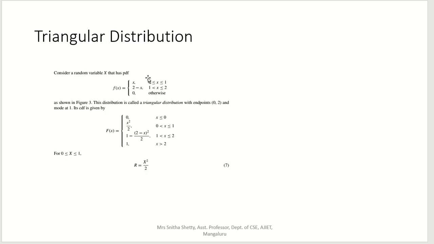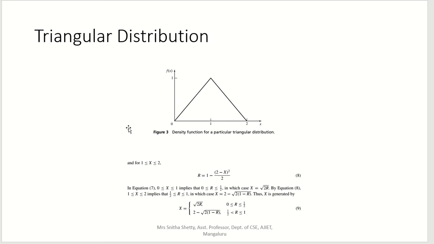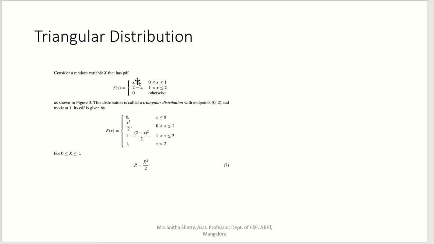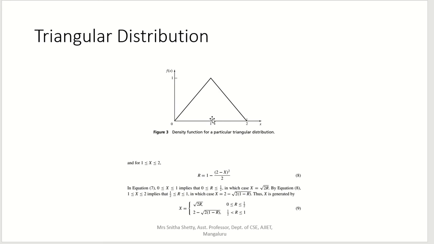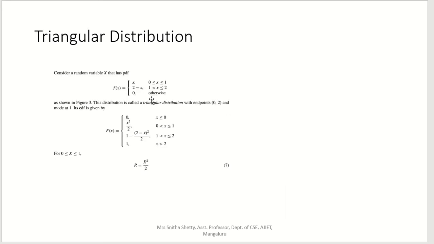When x is between 0 to 1, that means in this range, 0 to 1, what is the PDF? The PDF is x. When x is between 1 to 2, the PDF is 2 minus x. If x lies between 1 to 2, that means this range from 1 to 2, the PDF is 2 minus x. Otherwise, it is 0.